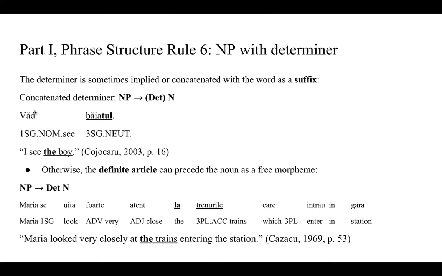In the first example, we have vad băiatul, I see the boy. The definite article the is a suffix adjoined to the noun boy. In the second example, we see what is more typical of Romance languages, that the definite article is a free morpheme that precedes the noun.